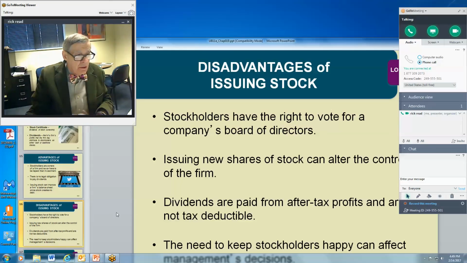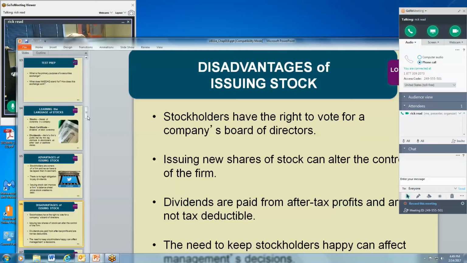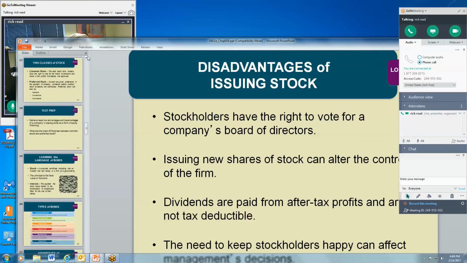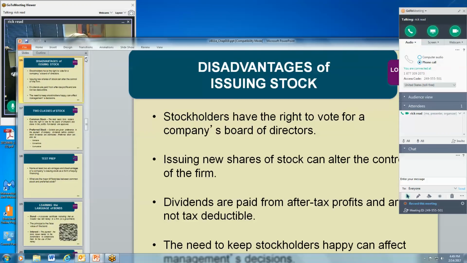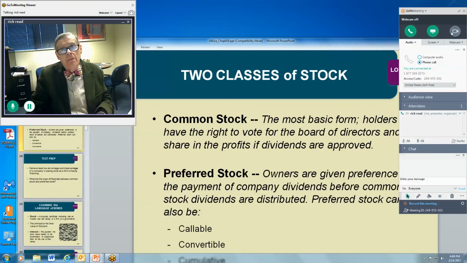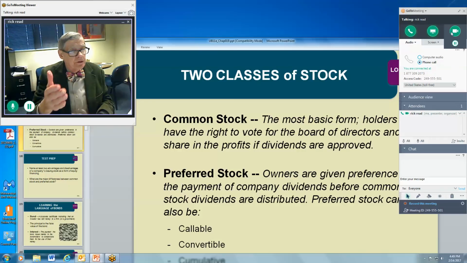All right, so let us move from there to talking just a little bit more about stock. There are two classes of stock: common stock and preferred stock. The most often issued is common stock. Notice it says it's the most basic form. People who hold common stock, my wife and I hold common stock. We don't hold preferred stock.